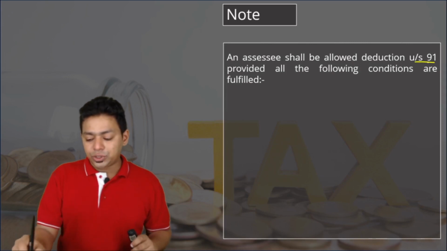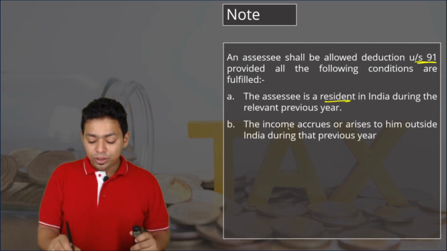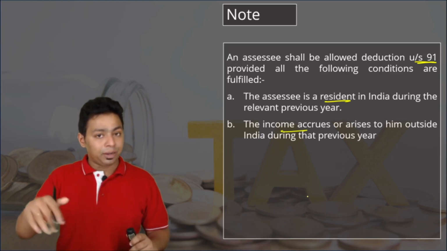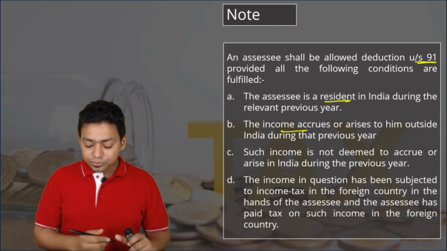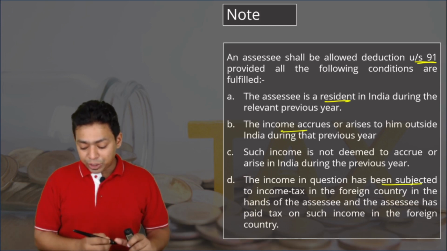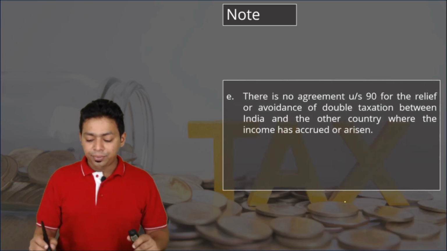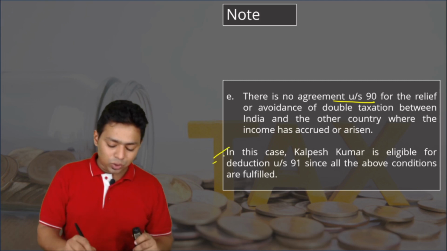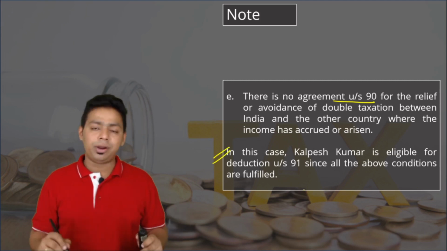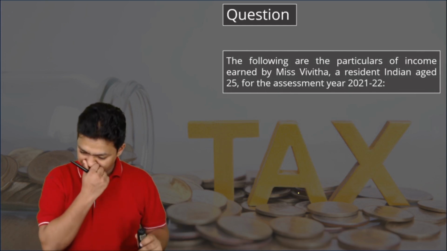Then notes, you know that section 91 conditions we have to fulfill. So the assessee should be resident in India. The income should not be accrued in India, that means it should be accrued outside India. It should not be deemed to be accrued in India. The income has been subjected to tax in the foreign country and the assessee has actually paid tax in a foreign country. And there is no DTAA agreement with the foreign country. In case all the conditions are satisfied, section 91 relief will be available.